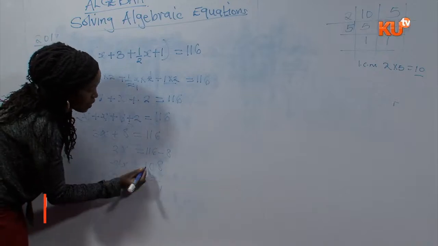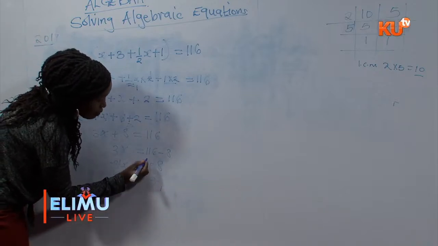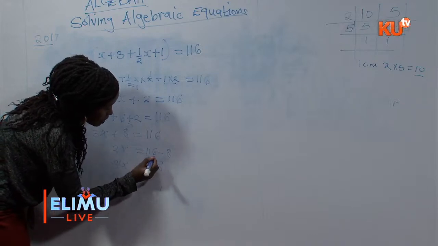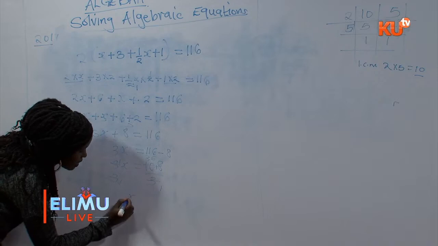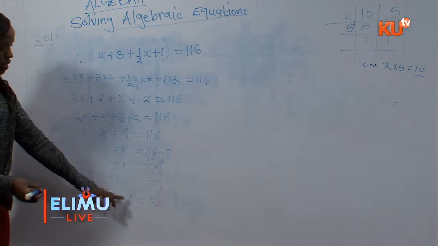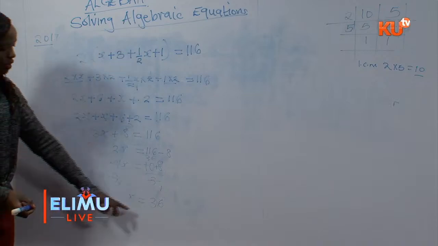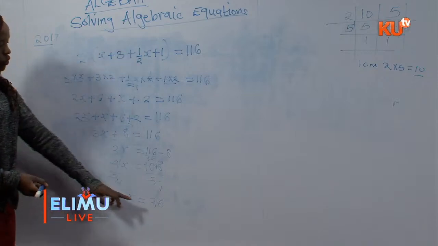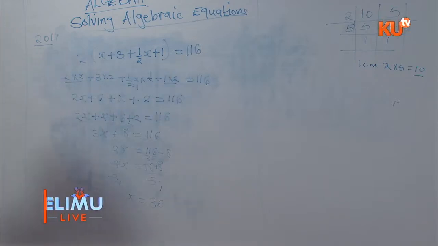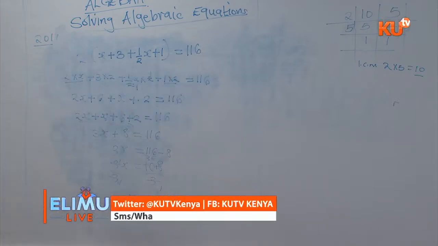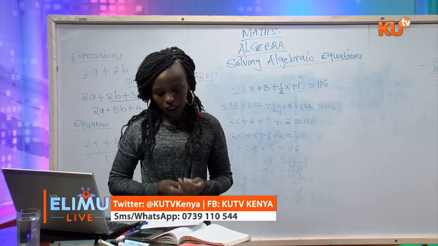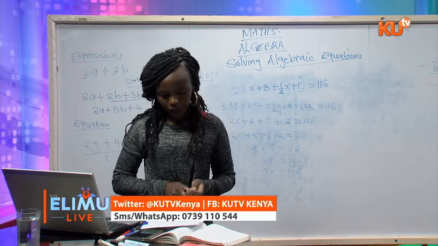By 3, 1. By 3, 9, because of 3. Remainder 1. 18, because of 6. So x is equal to 36. So if you substitute x here, you should get 36. And using 36 on this side, you're supposed to get 116. So that was question number 18 for 2017.